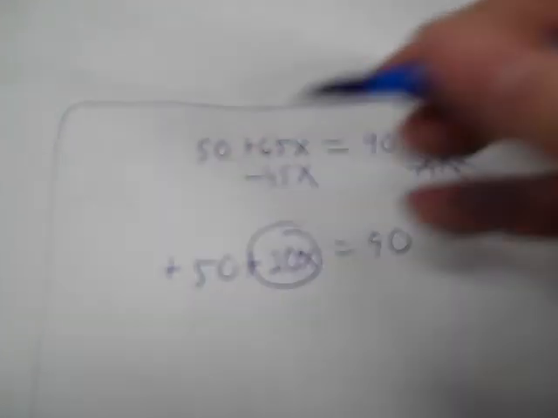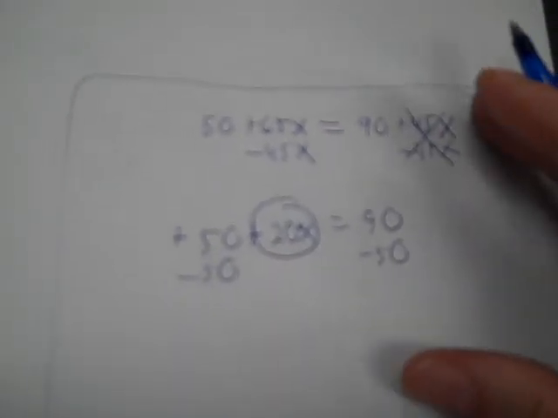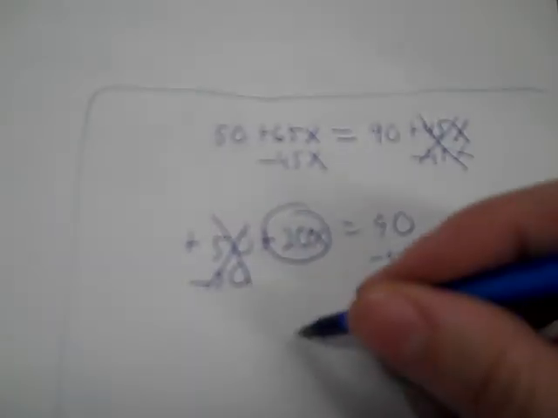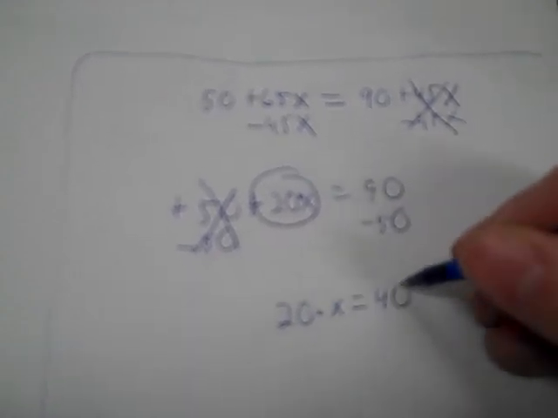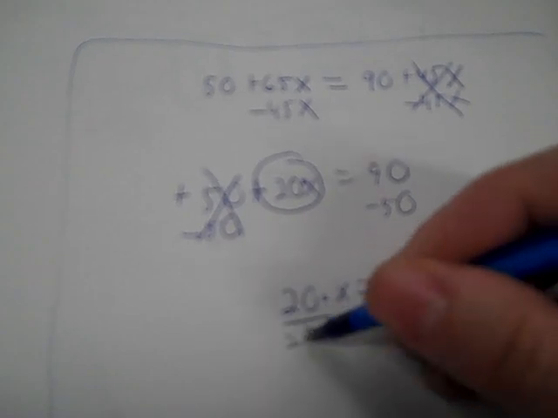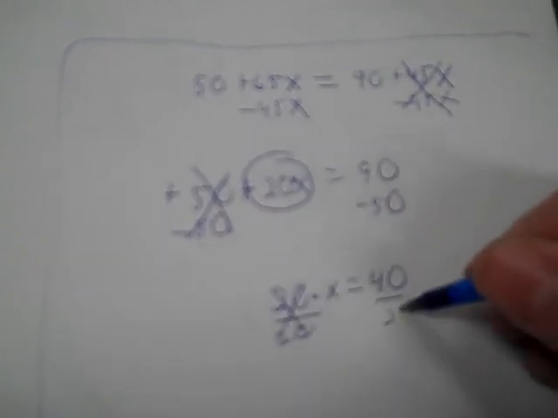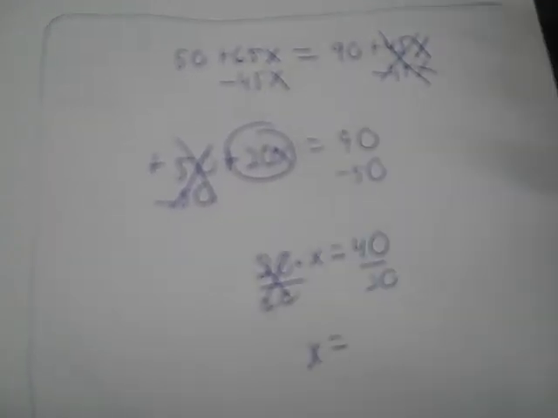I have a plus 50 here. It's positive, so I minus 50 and minus 50 from 90. So that's 0. And then 90 minus 50 is 40. So then I divide by 20, divide by 20, and 40 divided by 20 is 2. Okay.